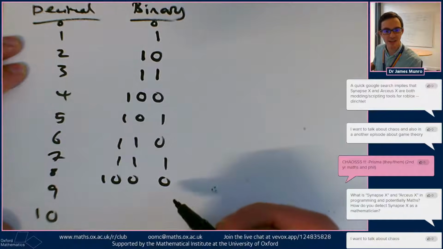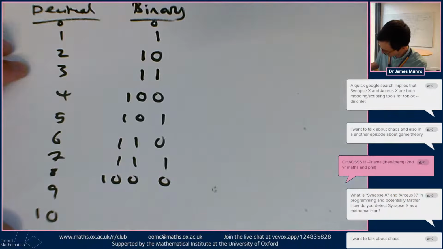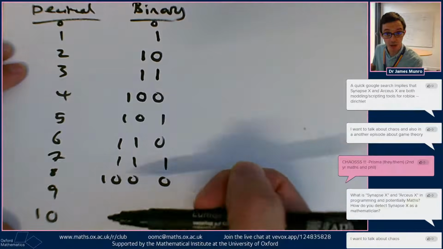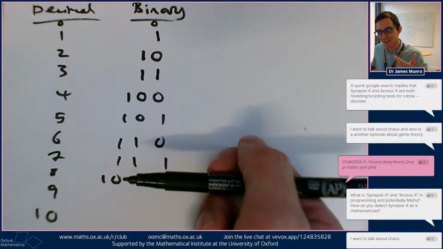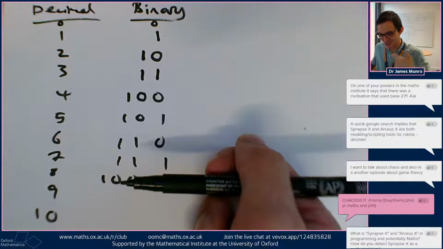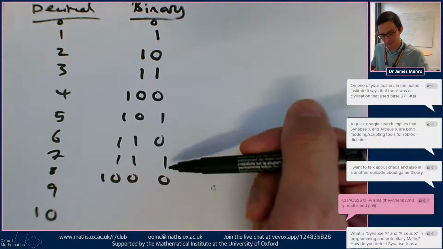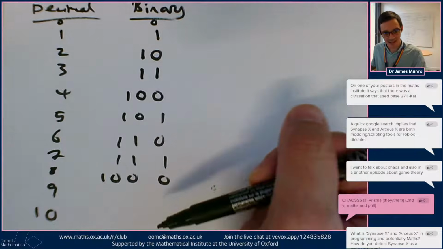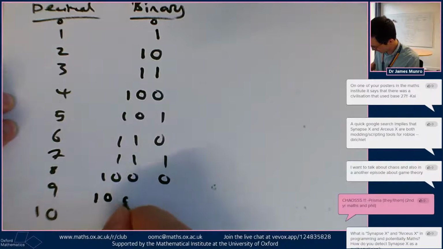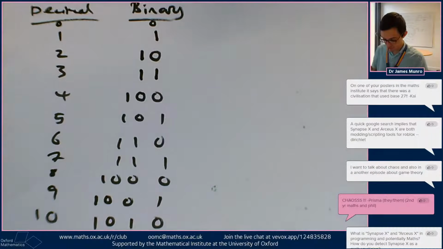So this is in effect a bit like carrying over when you get to 999 and then you carry over. Except instead of running out of digits when we get to 9s, we're running out of digits when we get past 1. So you get to 111 and then it carries over. So 9 is 1001 and 10 is 1010. Okay, so here are some binary numbers to go through here.